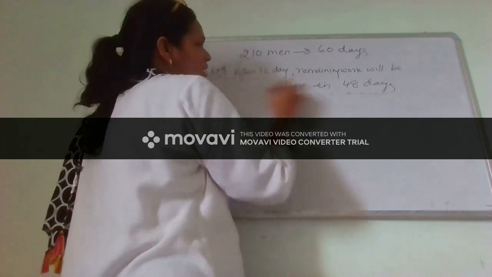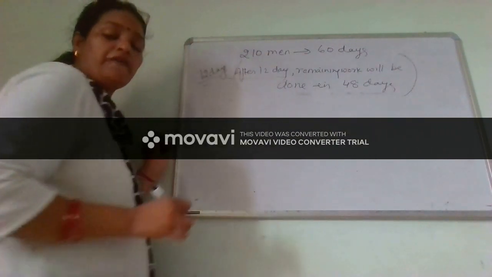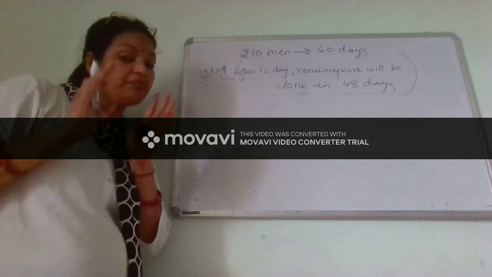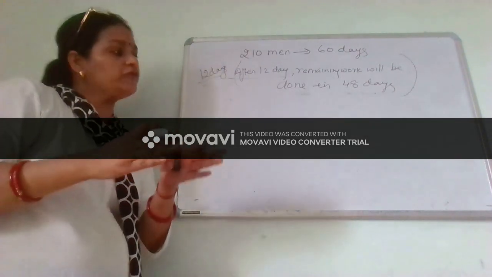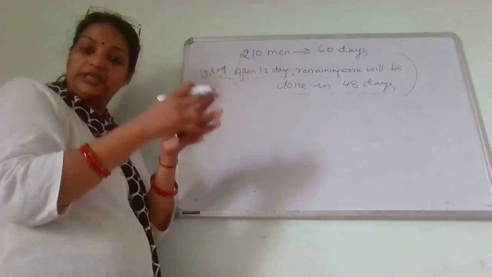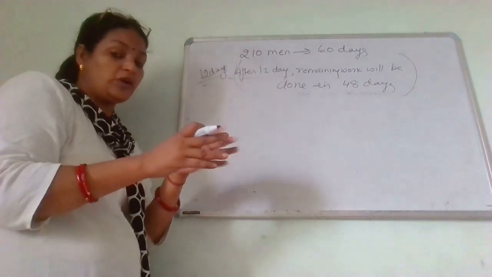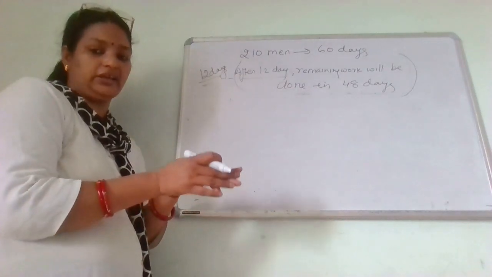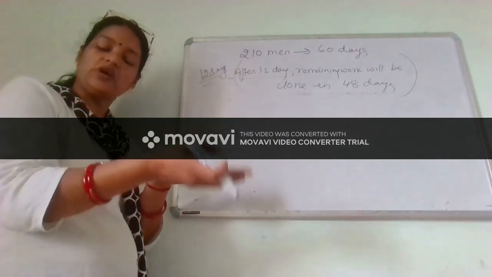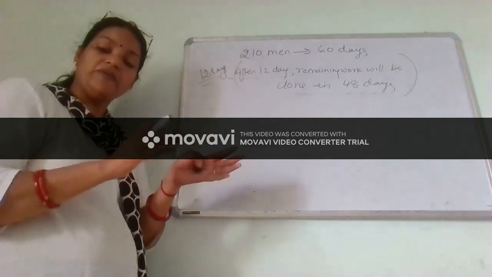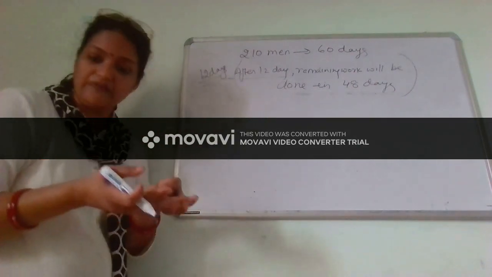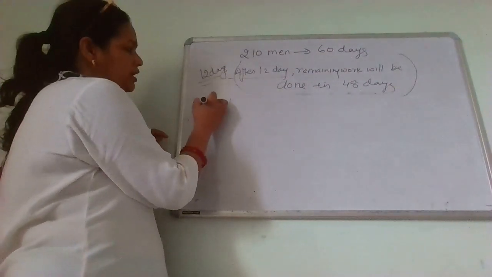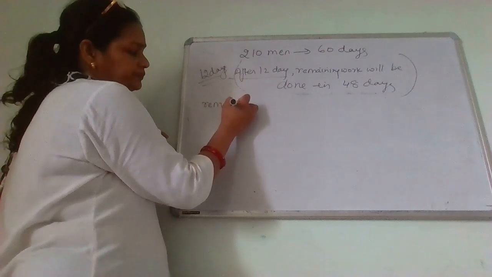So this is the main point of this question. We are talking about not the full work. We are talking about the remaining work. So remaining work will be done in 48 days, not 60 days, because 12 days of work has already been done by 210. Now if the manpower increases or decreases, we will talk about the remaining work, not the full work. So the question will now become remaining work.